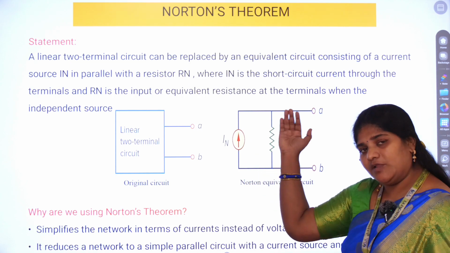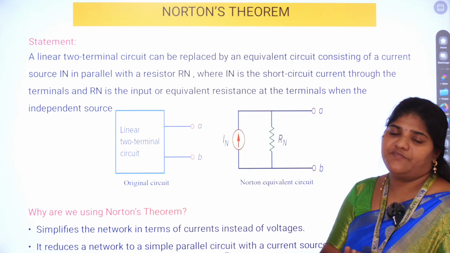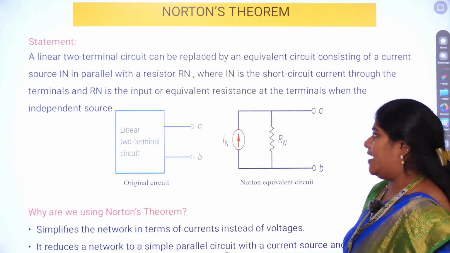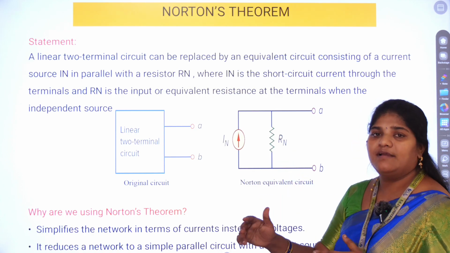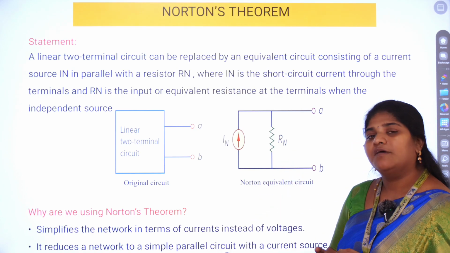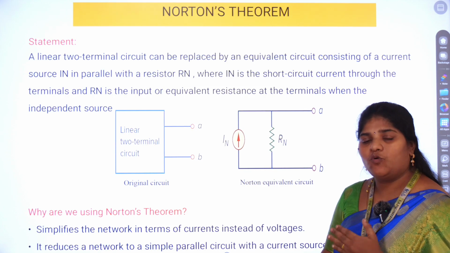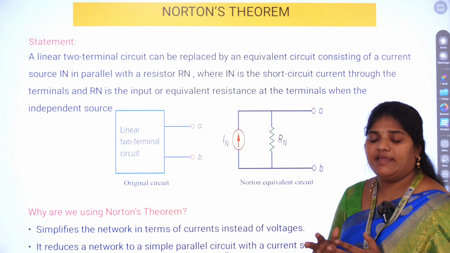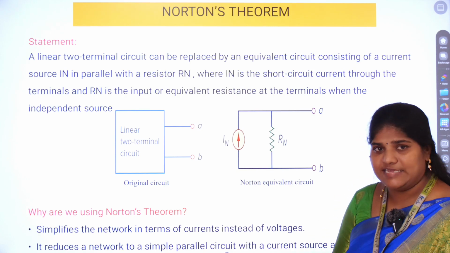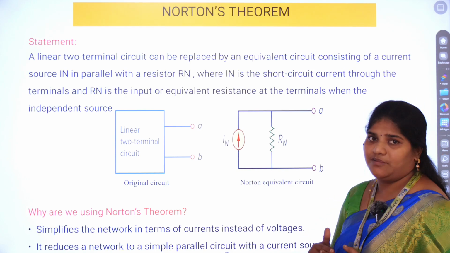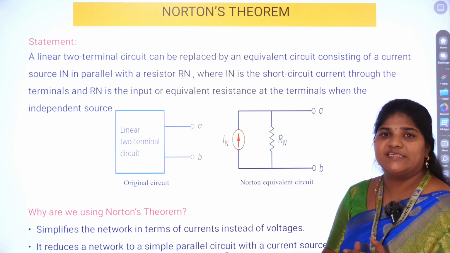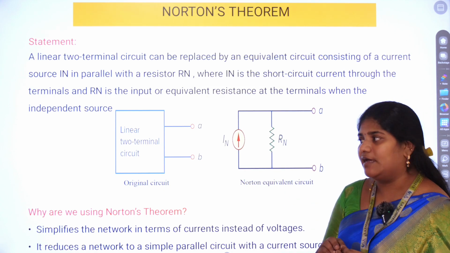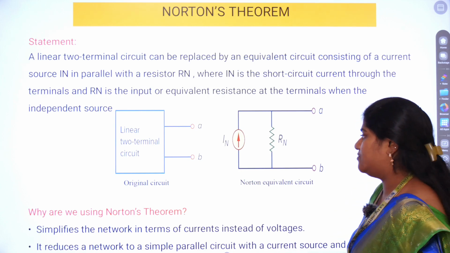The same thing when it goes to Thevenin's equivalent circuit, you have to replace this current source by a voltage source, and this parallel resistor should be a series resistor, because we know very well a voltage source should always have its internal resistance connected in series, whereas for a parallel circuit a current source should always have its internal resistance connected in parallel, right? So these are the mandatory things to be followed.